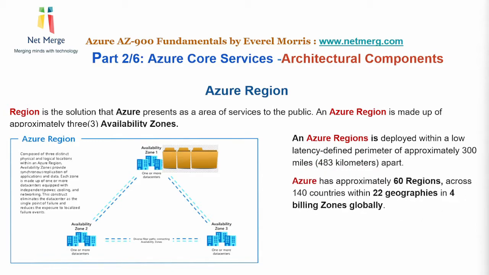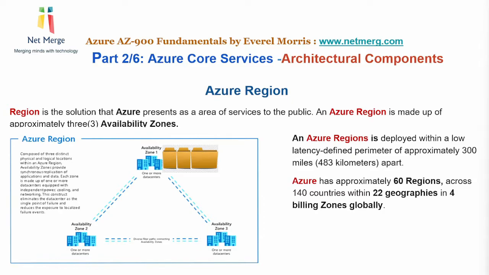Now let's take a look at Azure. It has approximately 60 regions across 140 countries, with 22 geographies and 5 billing zones. We'll talk about the billing zones. We're talking about the regions. We're going to be talking about geographies next, and then we'll talk about the Azure zones, and you'll get a better understanding of the billing zones as they exist inside of Azure.